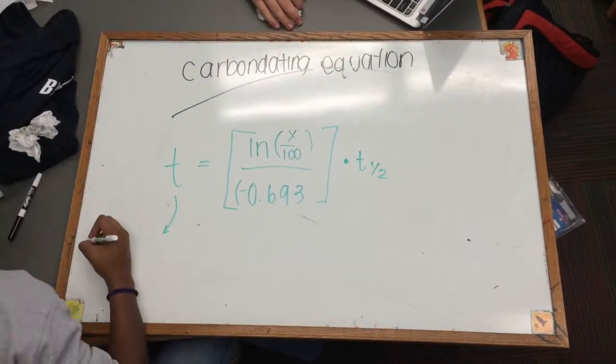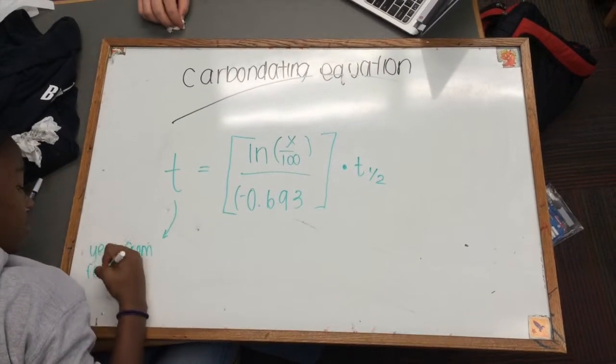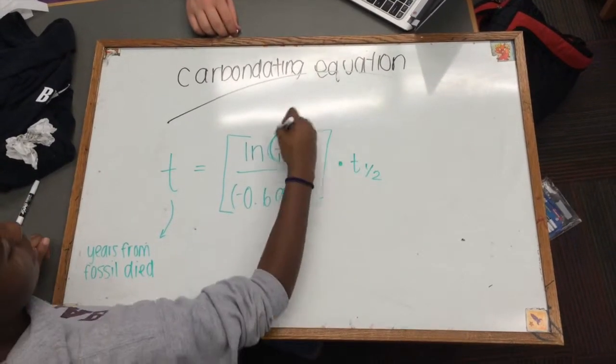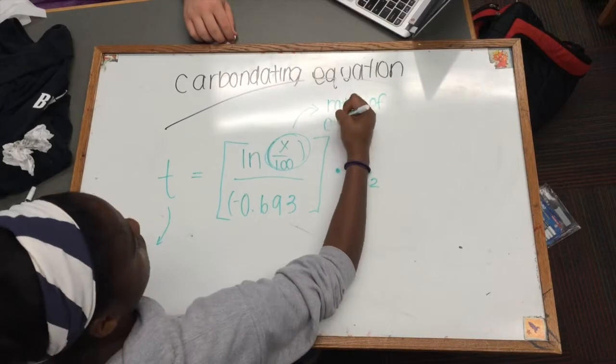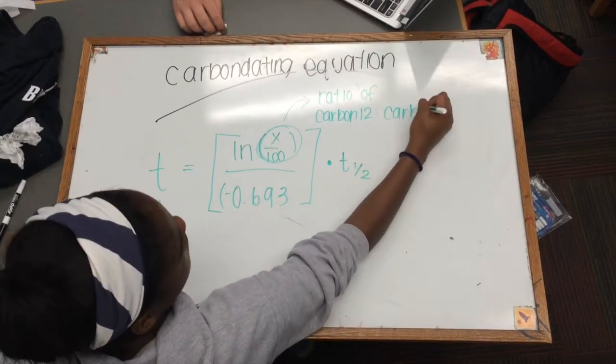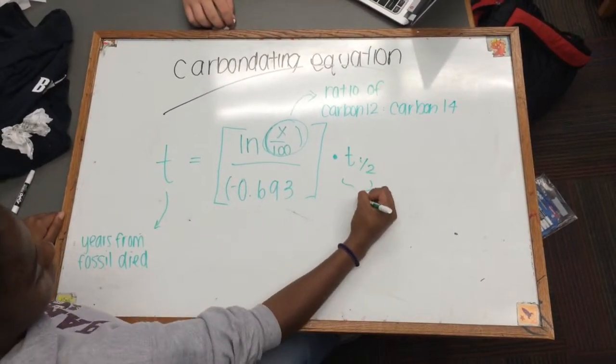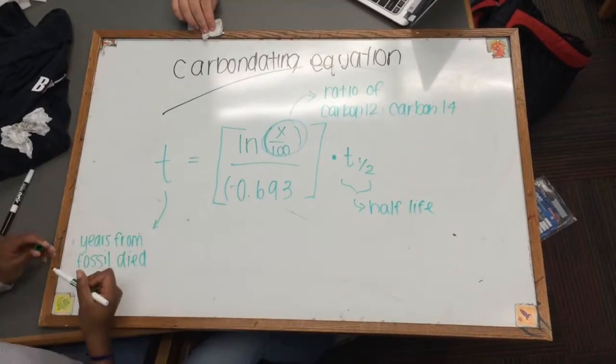In this equation, T equals the time since the fossil died, x over 100 equals the ratio of carbon-12 to carbon-14, and T1/2 is the half-life.